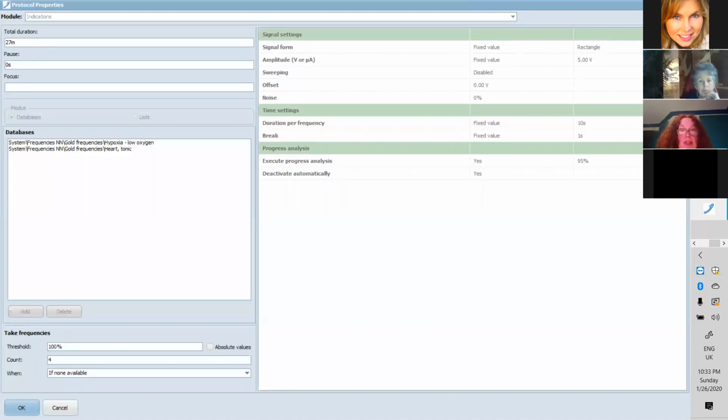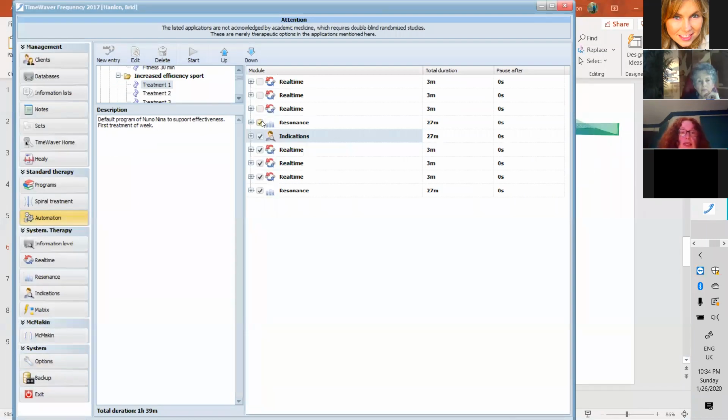Or until the body has become saturated with those frequencies, in which case it will stop, and it will take less than 27 minutes duration. So this answers the question, how come Healy programs say that they're going to take 60 minutes, but they only take 52 minutes? It's because in this stage, the indication stage and the resonance stage, you may not need the full time that's given to have enough of these frequencies. So I'm going to run this for you so you can see what the analysis does.